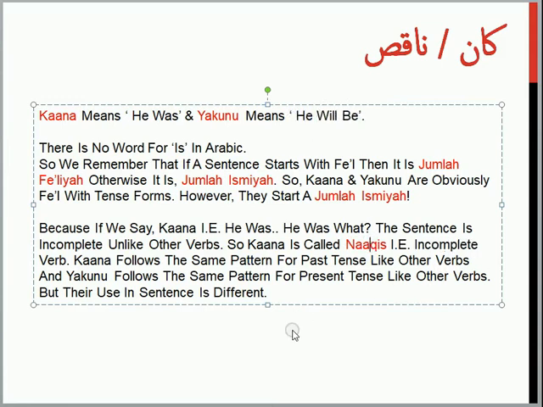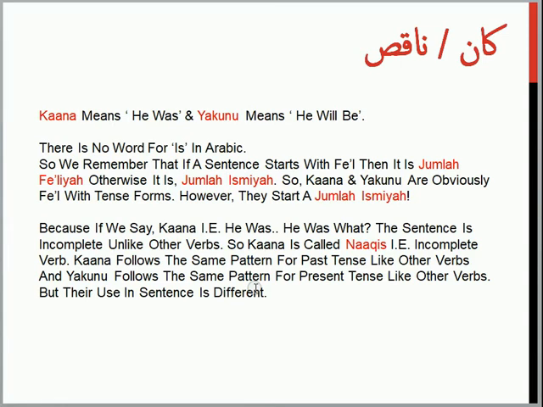Okay, and the craziest thing about them is they start a jumla ismiya. Not to mention they have some other modifications in the sentence, and that is why we have a separate video on Kaana and its sisters. Wait, its sisters? Yes, there are some other verbs which do the same crazy thing. We'll be talking about all of them and the sentence structure. Let's dive into it, inshallah.